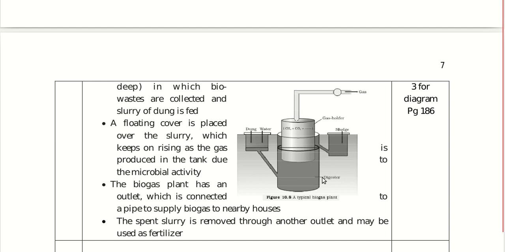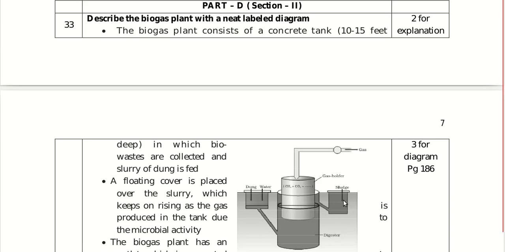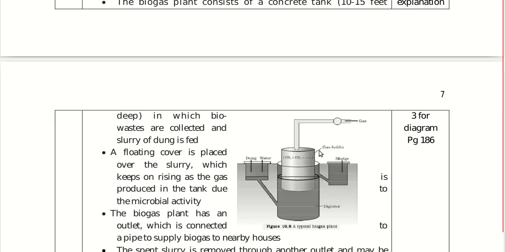So you have to draw the diagram. 3 marks is for the diagram, half mark for each labeling, and 2 marks is for explanation. You can see this diagram, a typical biogas plant.